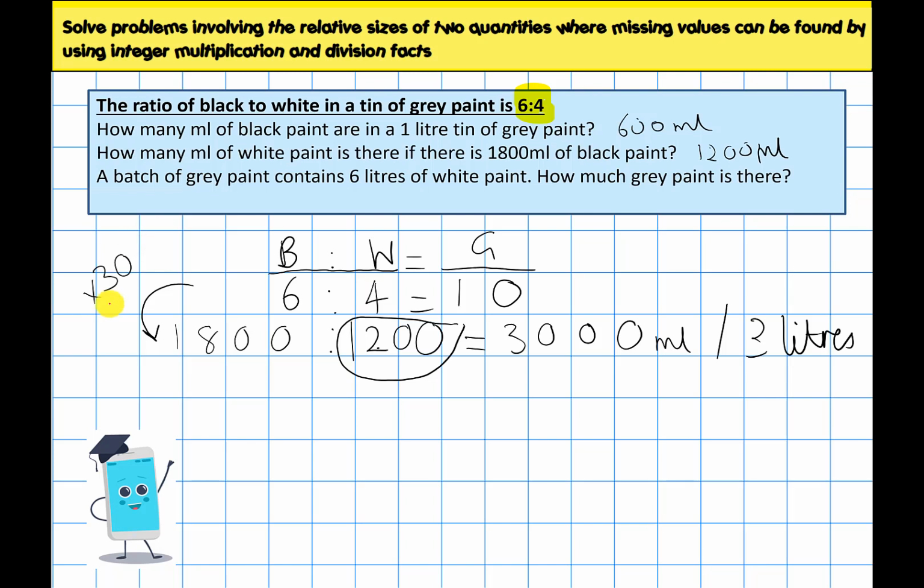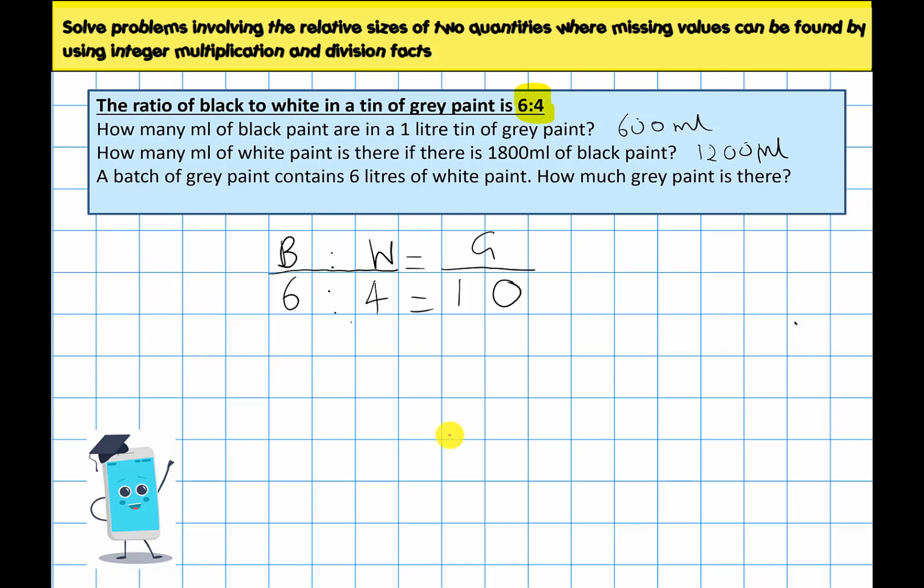Okay, next question. A batch of grey paint contains 6 litres of white paint. How much grey paint is there? So I know that I've got 6 litres of white paint, so I can put that there. How much grey paint is there? So I need to know this. So I've got my information here.